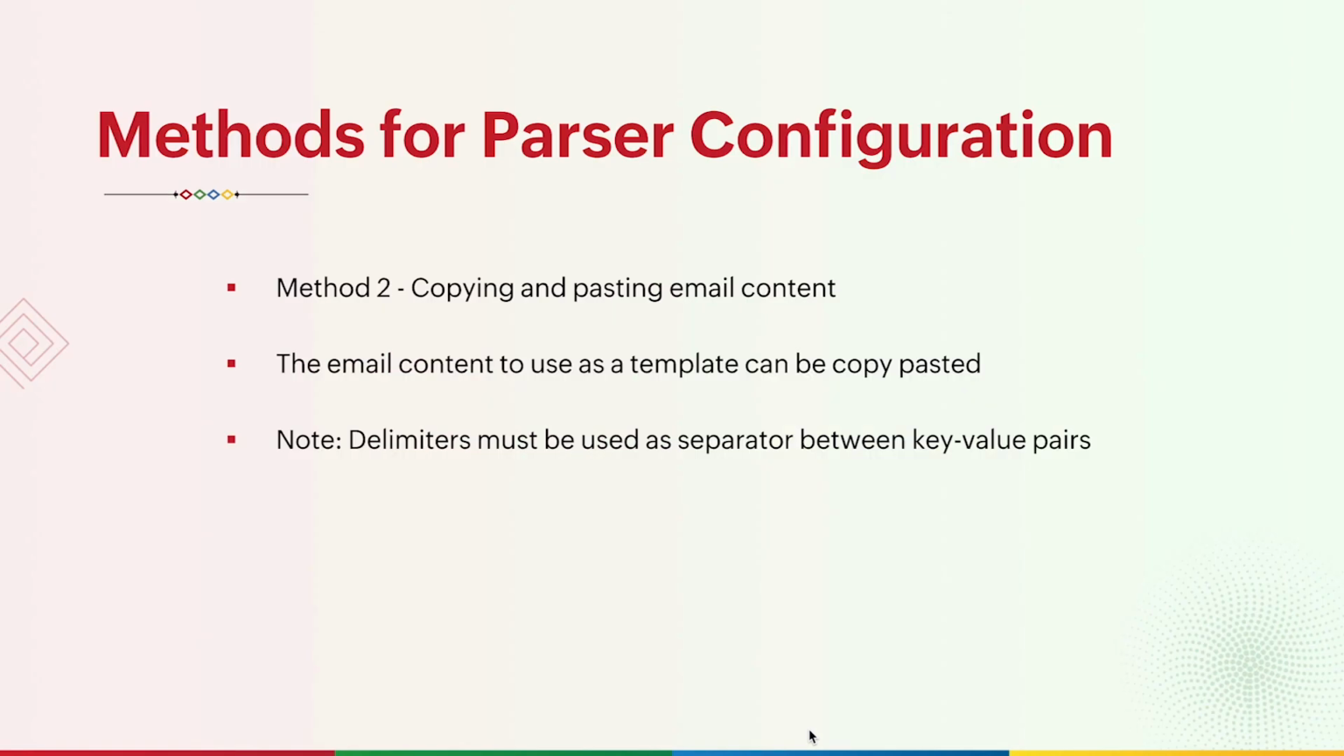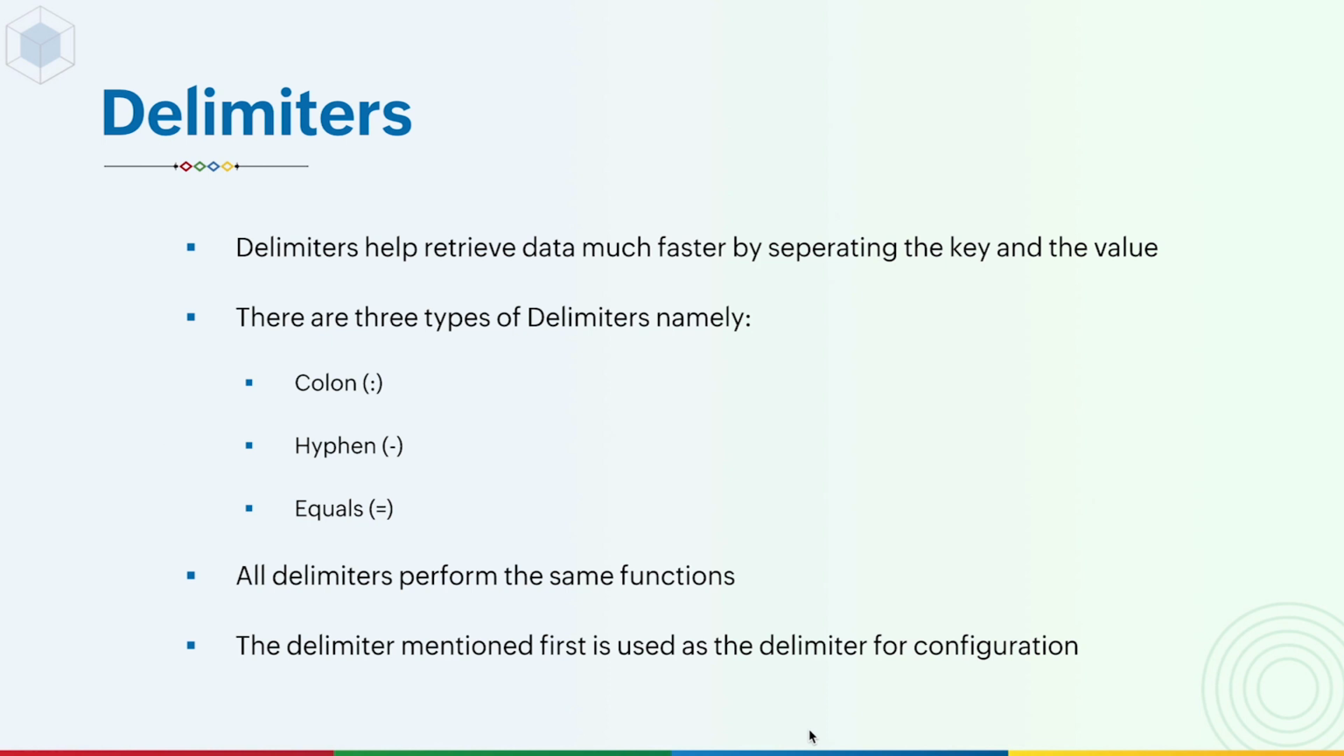Now let's take a look at the second method used to configure the email parser. Here, you can simply copy and paste any content that needs to be parsed that contains data corresponding to the respective fields. The difference between this method and the previous one is that here there is no creation of an email template. The content to be parsed is simply copied and pasted with delimiters separating the key value pairs and mapped to the respective fields. What are delimiters? It's important to know what delimiters are when it comes to using or configuring your email parsers.